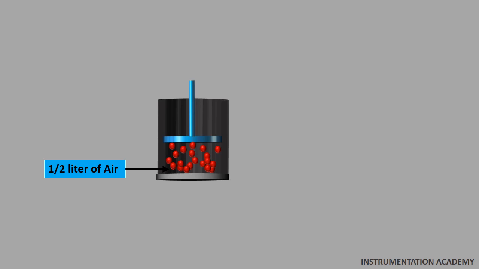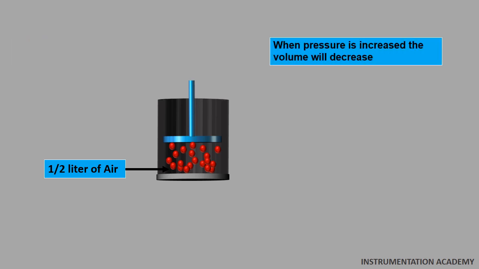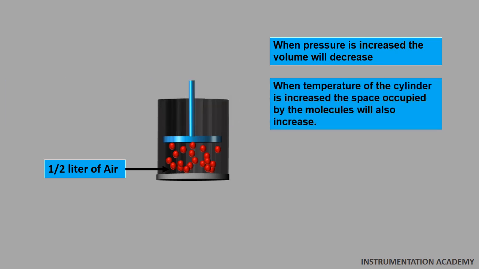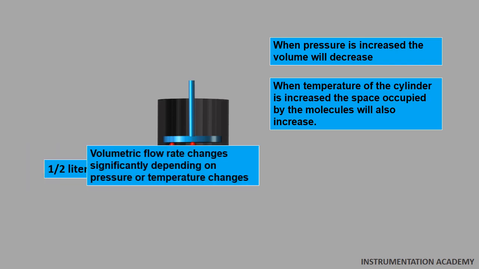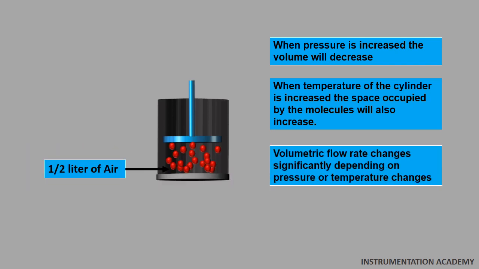From this example, we can understand that when pressure is increased, the volume will decrease, and also when the temperature of the cylinder is raised, the space occupied by the molecules will also increase. Hence, volumetric flow rate can significantly change depending on pressure or temperature changes.